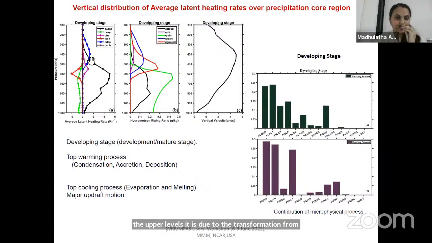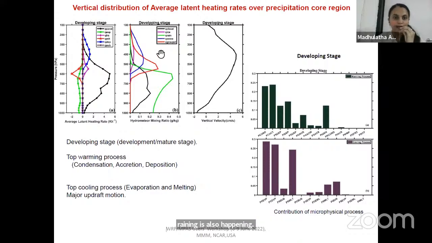Basically the positive latent heat release is evident, and also you can see in the developing stage there is evaporation, and also there is contribution from evaporation and melting, because when the system has passed towards this region, it is already in the mature stage, so you can expect both updrafts and downdrafts. It means it is already raining, even as the cloud is forming. That's why negative processes, cooling processes, are also evident.